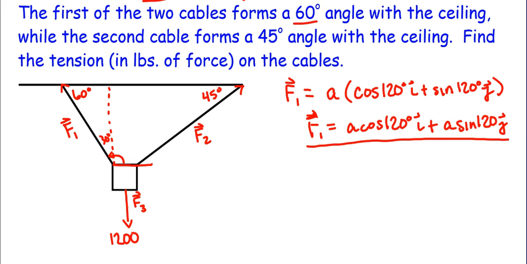Second force vector then. Let's do a little different color here. Second force vector is going to be this guy right here, F2.